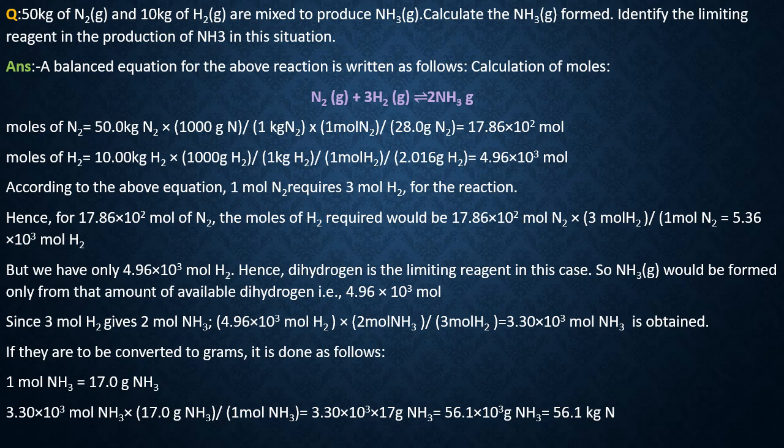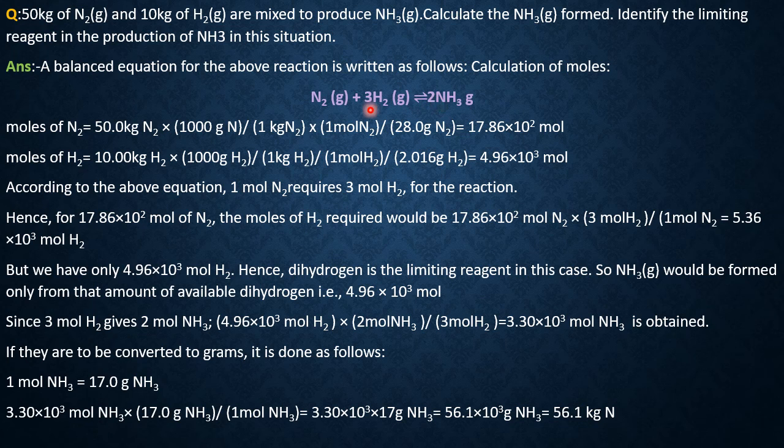Remember, to calculate or understand the limiting reagent, we have to write the equation in the balanced form, so that we will understand how many moles of reactants are required and, accordingly, how many moles of products are formed. The balanced chemical equation for the formation of ammonia is N2 plus 3H2 gives 2NH3. One mole of nitrogen reacts with 3 moles of hydrogen to give 2 moles of ammonia.